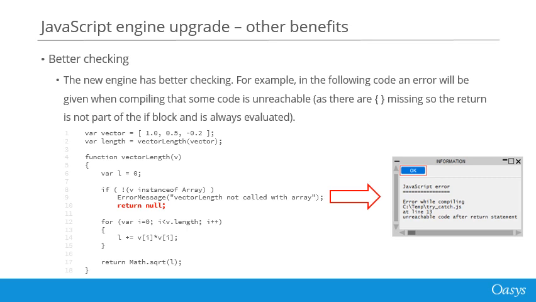This means that the code on lines 12 to 17 will never get evaluated, as they are after the return statement. This mistake would be missed in the old engine, but the new engine now finds this problem. This better checking has already helped us find a few errors in our own scripts.